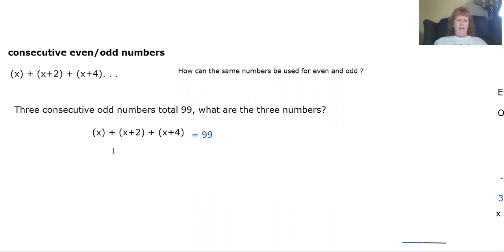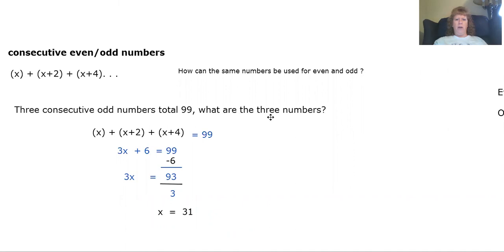So if we add the amount of x's, we'll have 3x, and if we add the value of the numbers, 2 plus 4 is 6. So now I'm ready to start doing the opposite operation in order to find x. So instead of add 6, if I subtract 6 from both sides, 3x will be equal to 93. Then in order to separate the x from 3, I'm going to need to divide by 3, and then x will equal 31.